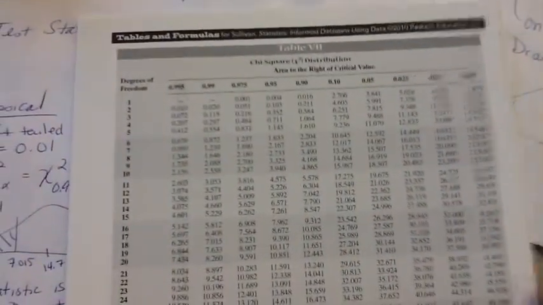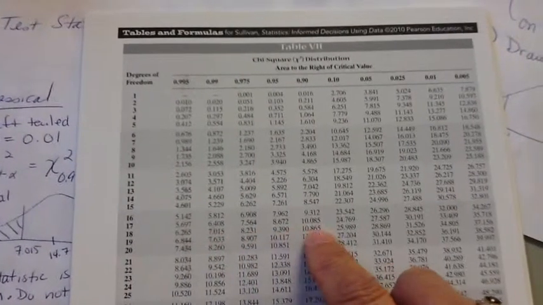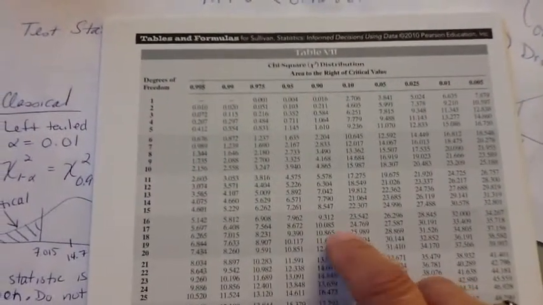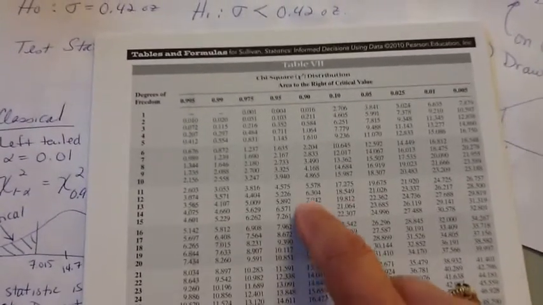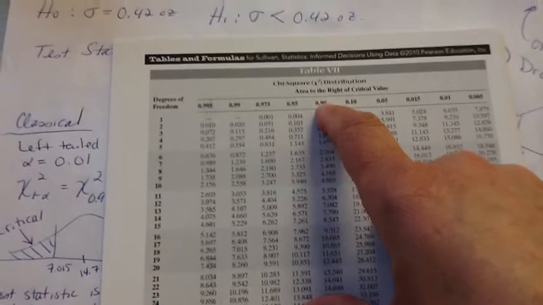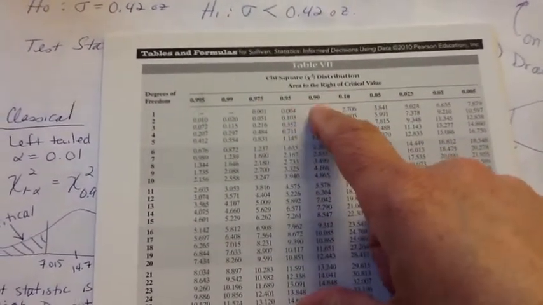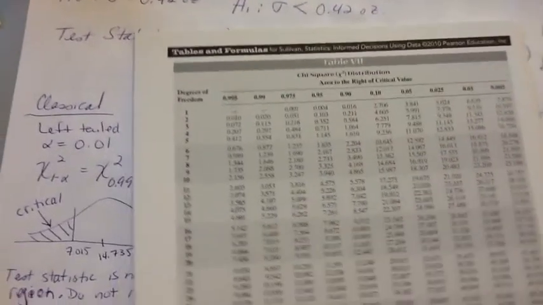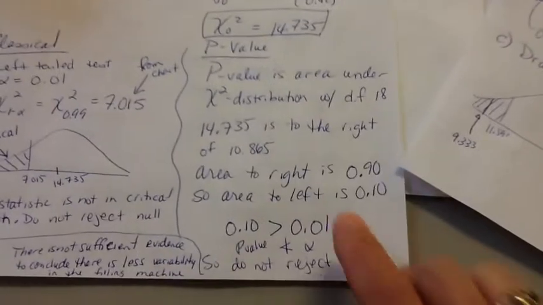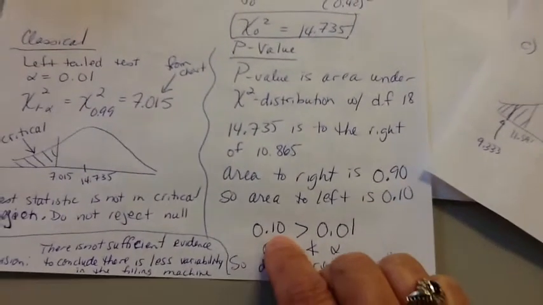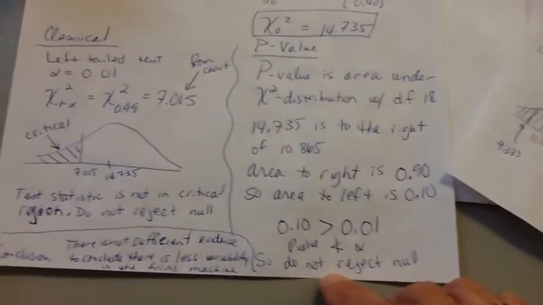14.75, let's look at the chart. Here is 18. 14.75 is between these two. So it's to the right of this number, which goes up to 0.90. Now remember, this is area to the right. That means the area to the left is 0.10. Now that area is my probability. So there's my p-value, here's my alpha. It's not less than, so I don't reject the null.